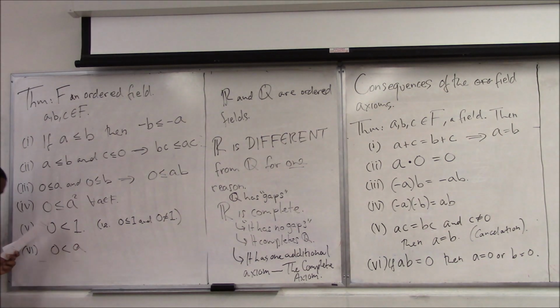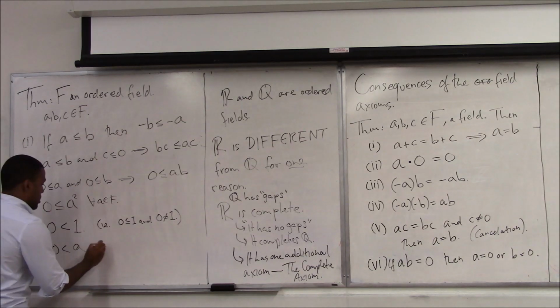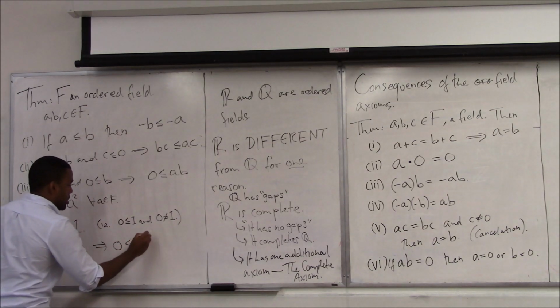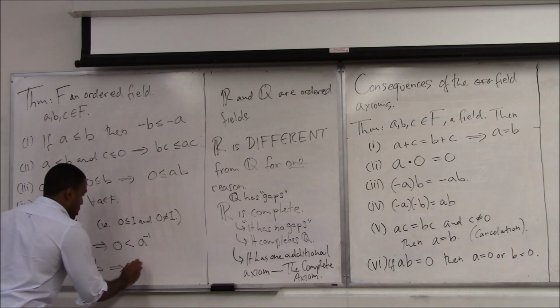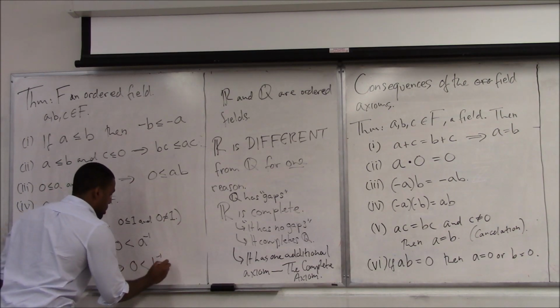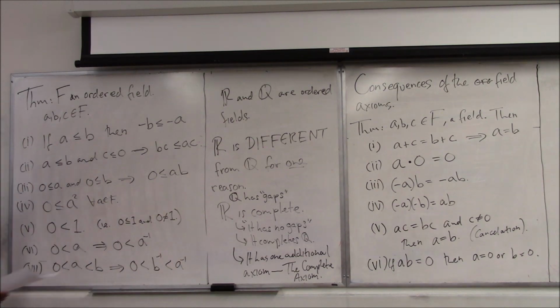0 is less than A implies 0 is less than its inverse. So you take the reciprocal of something positive and it will stay positive. 7. 0 is less than A, less than B, then the inverse of B is less than the inverse of A. You might have also noticed that if you take the reciprocal of both sides of an inequality and both sides have the same sign, you have to flip the inequality. And this is why.